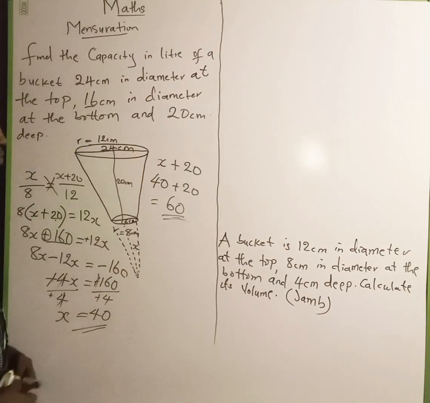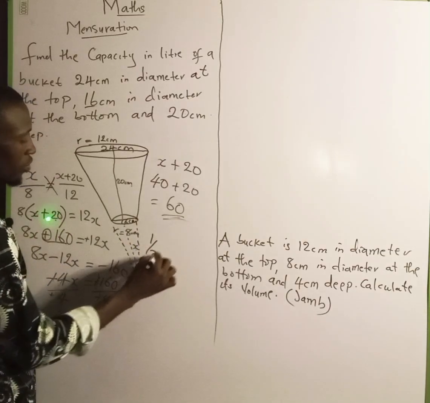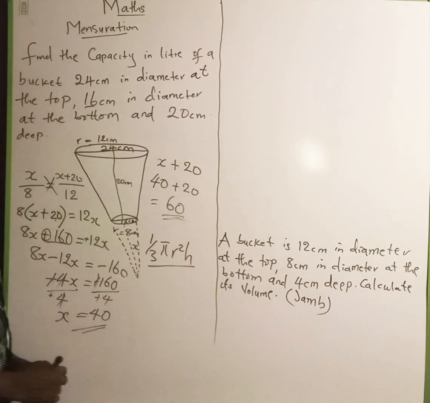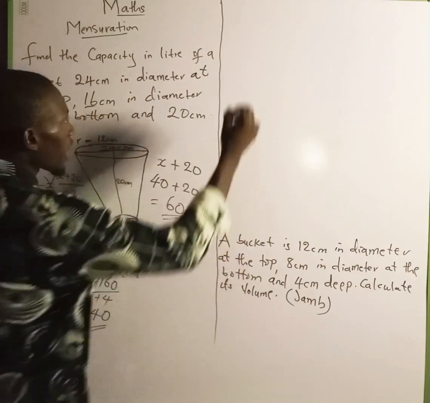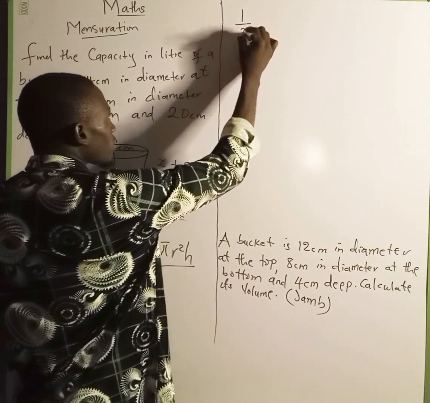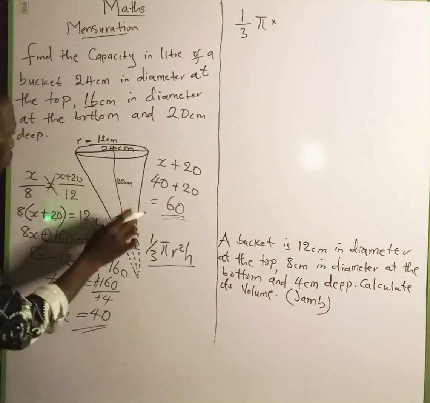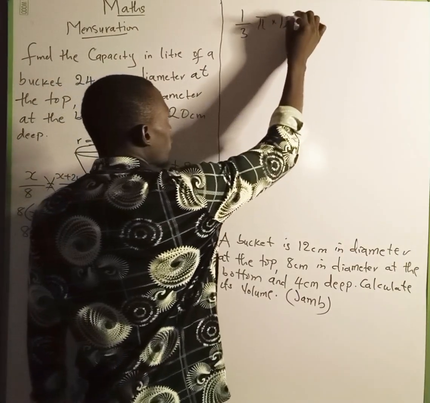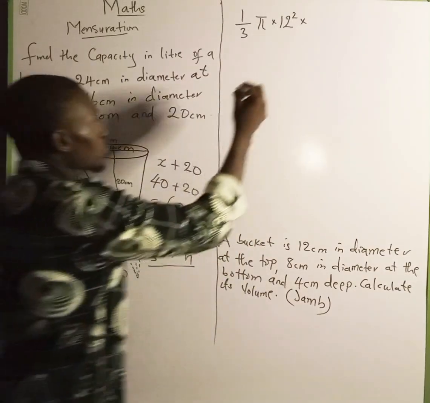The volume of this big cone, remember the formula for calculating the volume of a cone. The formula is 1/3 pi r squared times the height. So at this point, we want to get the volume of the bucket. We have 1/3 pi times the radius. The radius of the big cone is 12 cm, so we have 12 squared times the height. The height of the big cone, what we have calculated, is 60. So you have 60 here.